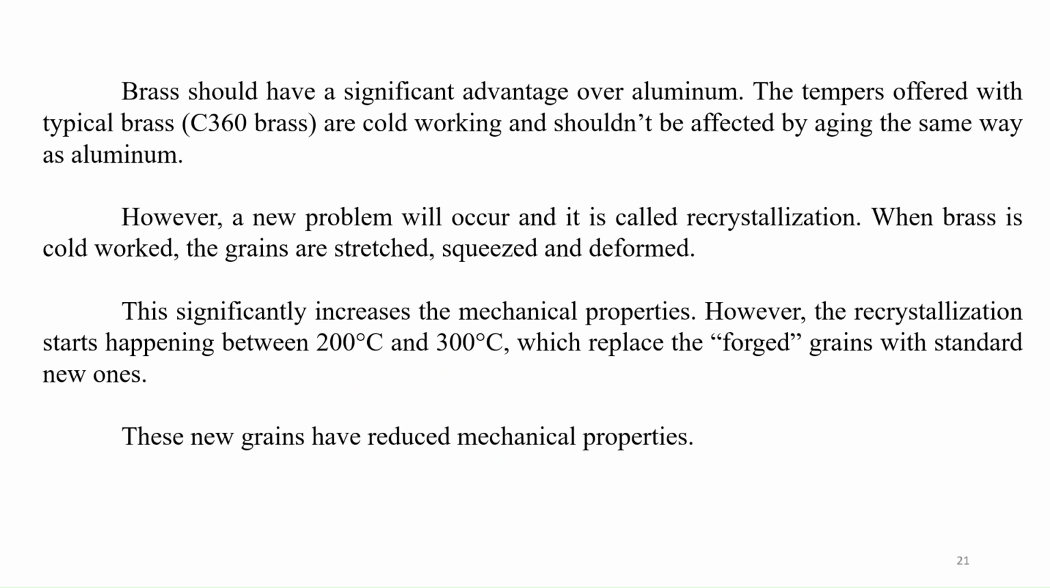The tempers offered within the typical C360 brass are cold working and aren't affected by aging the same way as aluminum. However, a new problem occurs, called recrystallization. When brass is cold worked, the grains are stretched, squeezed and deformed. This significantly increases the mechanical properties. However, the recrystallization starts to happen between 200 degrees Celsius and 300 degrees Celsius, which replaces the deformed grains with standard new ones. The new grains have reduced mechanical properties.